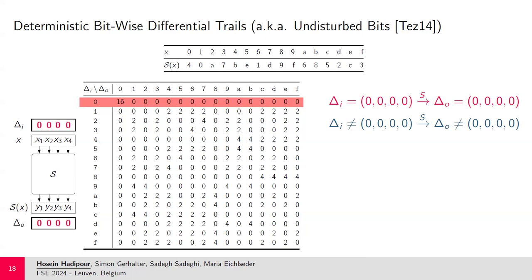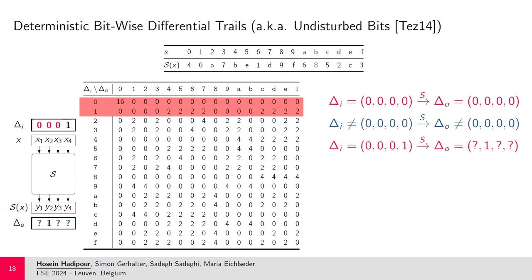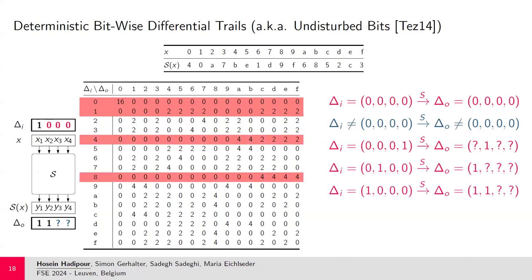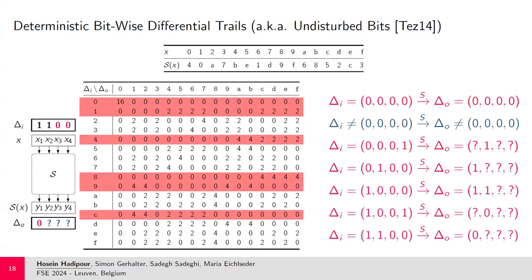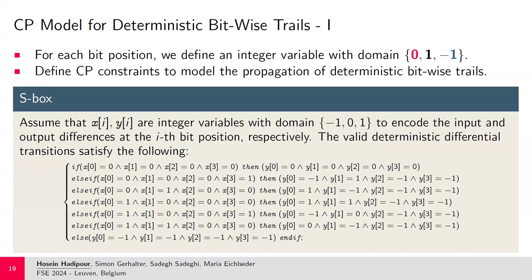I give you the idea for S-boxes, but this idea can be extended for any building block operations like XOR and branch. For differential, we just look at the DDT and we identify all of the deterministic differential transitions like this. The question mark here represents unknown. It means the difference in the corresponding position can be zero or one. Once we identify all of these deterministic transitions, we define some CP variables together with CP constraints to model these propagations. The idea is very simple.